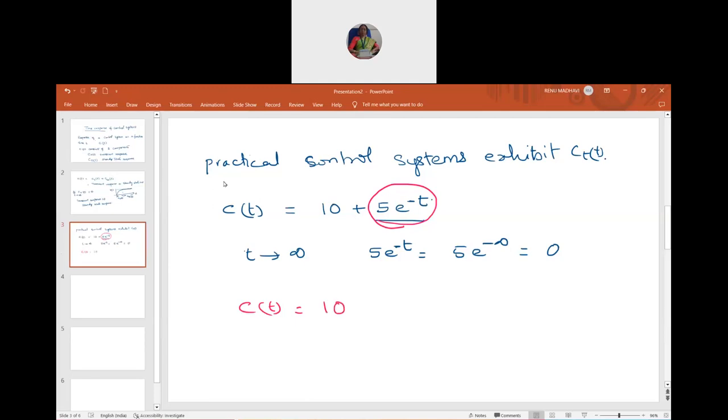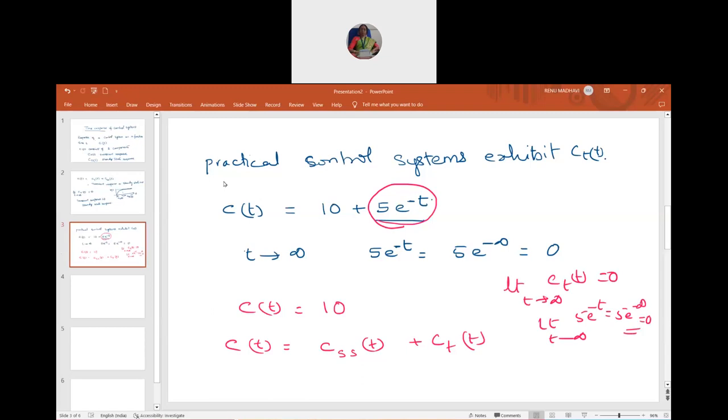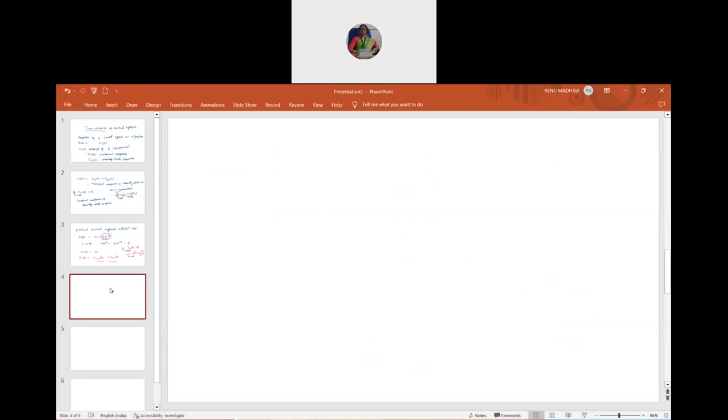That means if I look at this equation given to me, my time response C of t is having C_ss of t, which is 10, plus C_t of t, which is 5 e to the power of minus t. As limit t tending to infinity, C_t of t is 0. That means 5 e to the power of minus infinity is becoming 0. So this is one way in which mathematically we can see that if C of t is given, it is having both transient and steady state response.